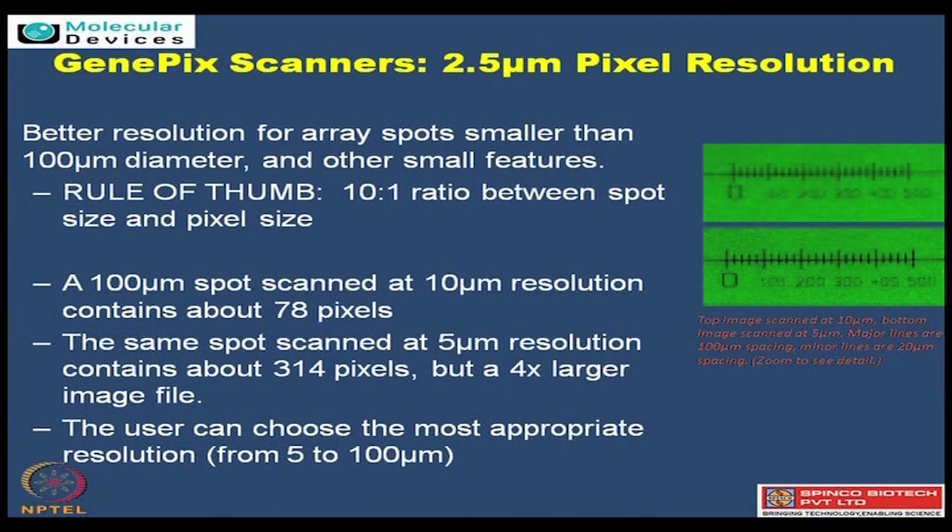The basic thumb rule for all the resolution is that the size of your spot, be it protein or RNA, should be 10 times that of the resolution you are scanning with. Interestingly, most of the DNA spots are less than 50 microns, and most of the protein spots usually stand at 200 microns. So essentially the rule goes 10:1, where 10 is the spot size and 1 is the resolution. So that is a major rule.